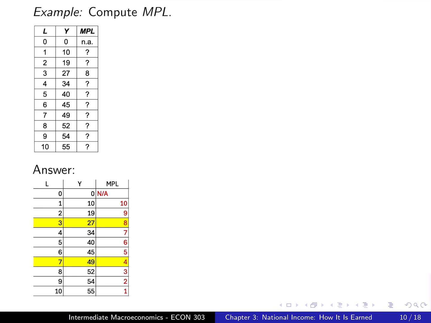Example: compute MPL based on the data provided. Here is how to calculate MPL. For example, when L equals 3, MPL equals 27 minus 19 divided by 3 minus 2, that equals 8. When L equals 7, MPL equals 49 minus 45 divided by 7 minus 6, that equals 4. This pattern continues, showing a decrease in MPL as L increases, demonstrating diminishing marginal returns.